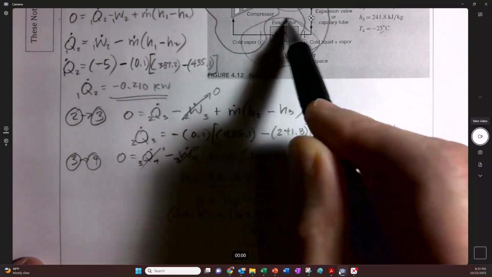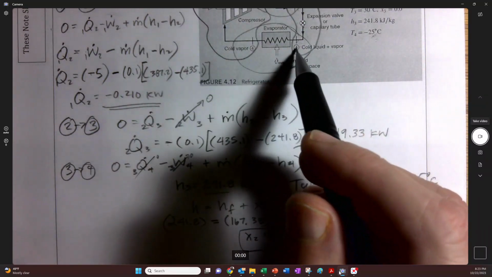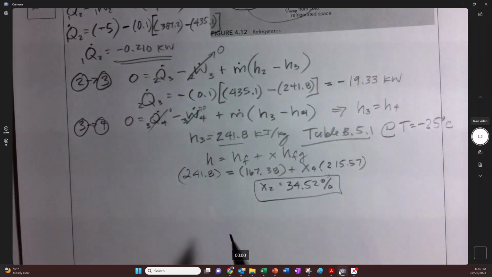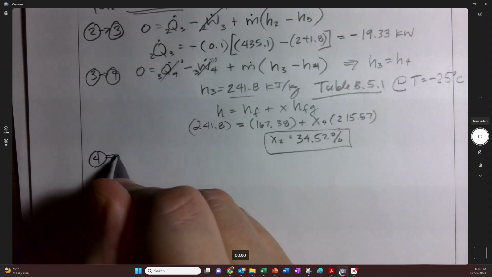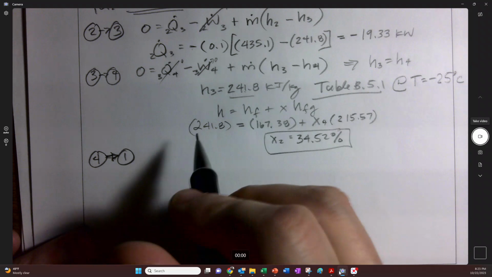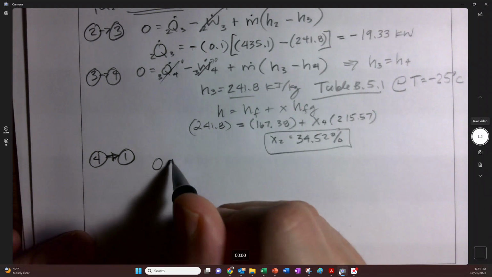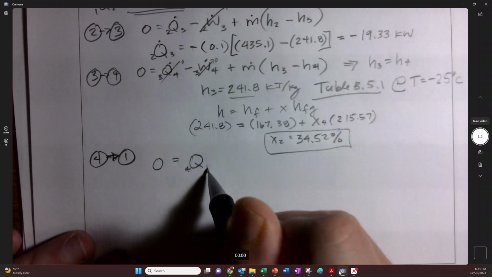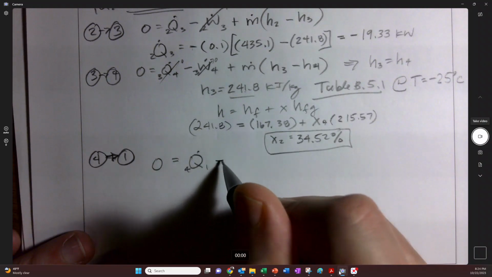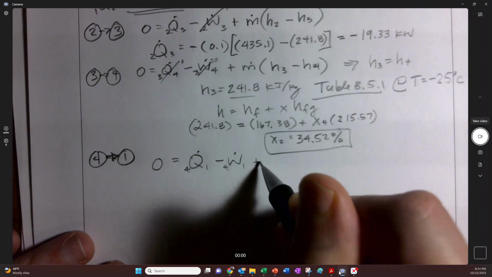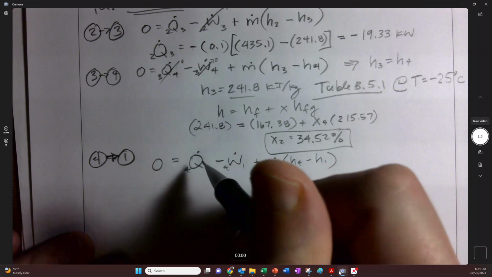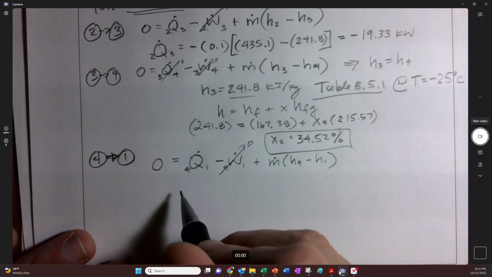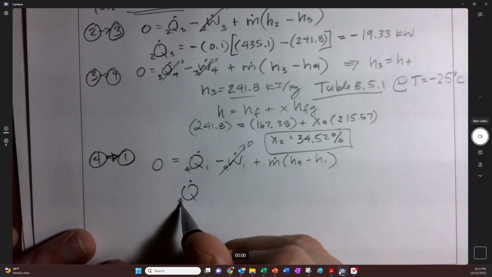And now we want to go across 4 to 1 right here to see. The most important part of this is how much heat that you can get out of your tuna casserole. So this goes 4 to 1. And so you get 0 equals heat from 4 to 1 minus the work from 4 to 1 plus m dot (h4 minus h1). Of course, that work goes to 0. This is the main thing that we want. We'll jump it over to the other side.